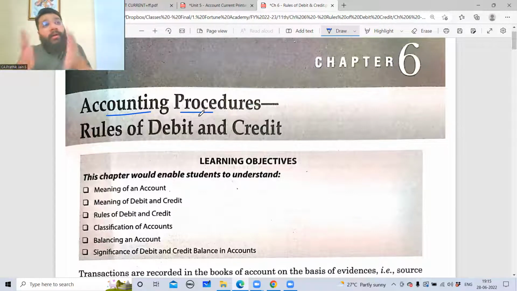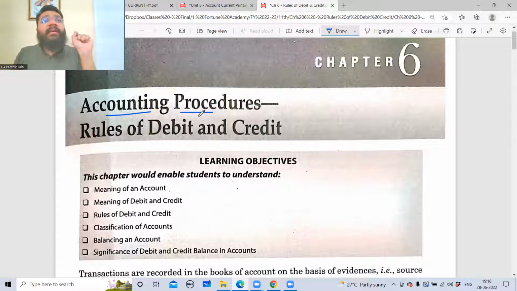Then we have to record. The practical step begins with recording, and the recording happens through journal entry. So journal is a place where all the transactions are recorded together, right? When you do the recording, when you do the journal, you have to take care of two things.